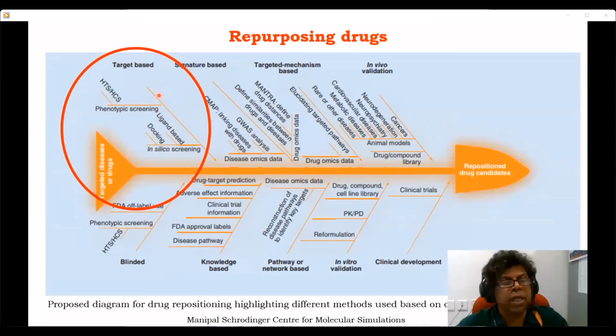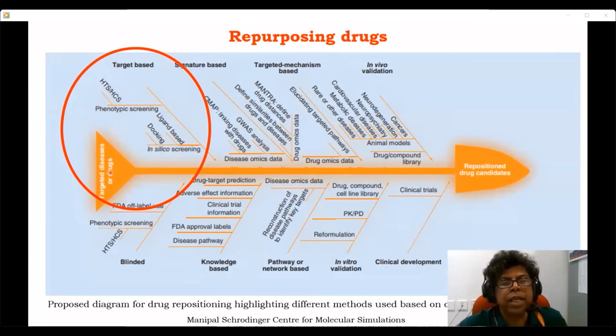Probably you may have to go directly to the clinical trial, or maybe these are some of the rules for repurposing drugs. So you need to know what your target is. Then you go and do an in silico screening, either ligand based or docking. There is a software called Schrodinger, which will tell you, for whatever gene is of your interest, whether this particular drug will target it or not.